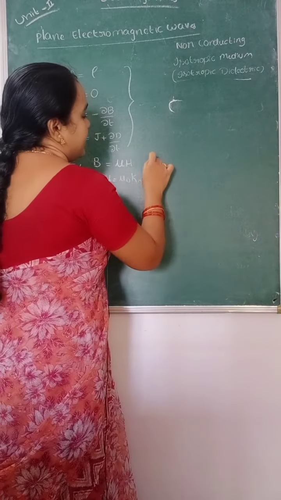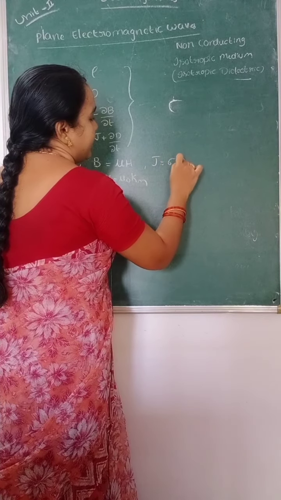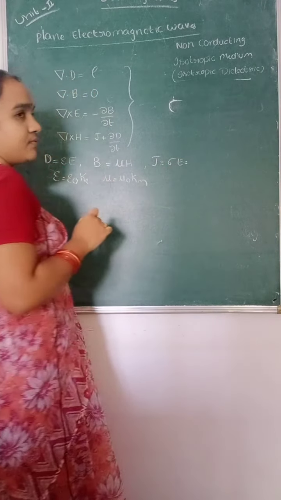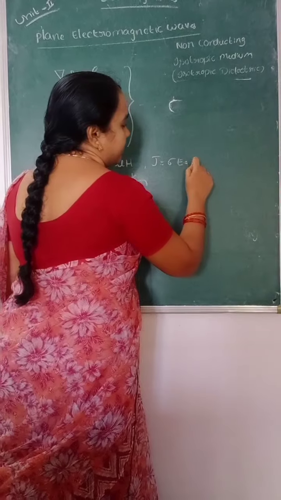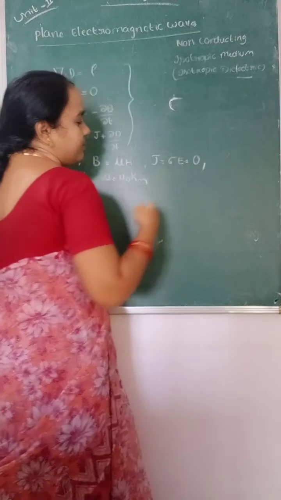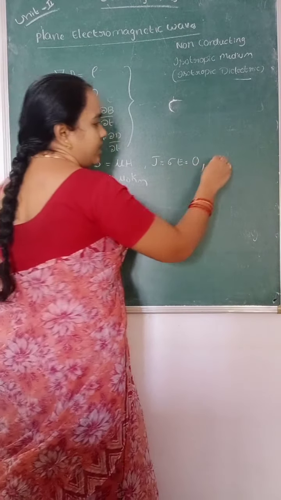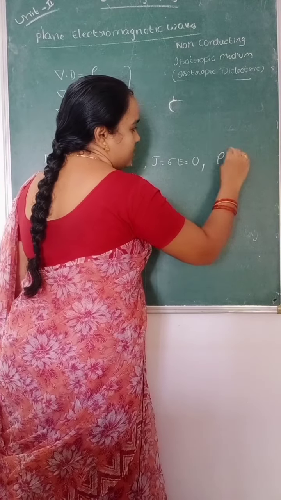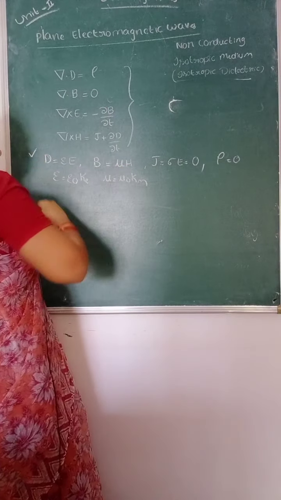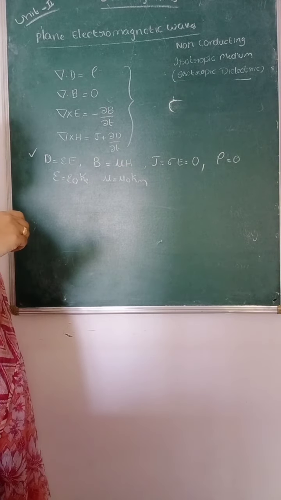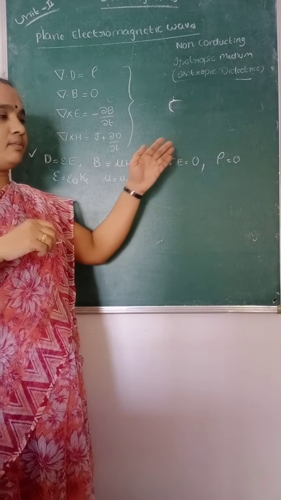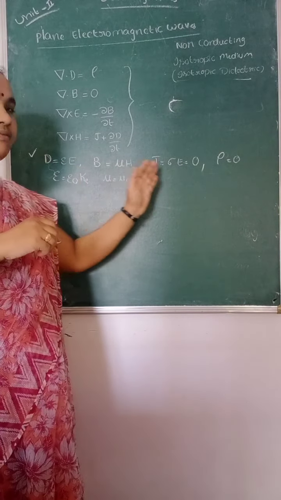And J is equal to sigma E. Here we consider it as a charge free region, and since it is a non-conducting medium, the conductivity is equal to 0 and the charge density is also 0. These are the conditions for a non-conducting isotropic medium. They are characterized by these values.